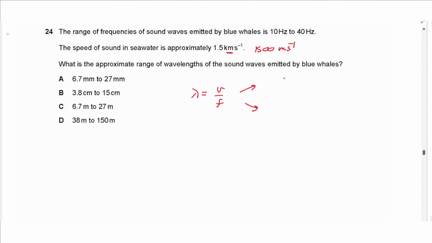For the first frequency, we have 1500 divided by 10, that's 150 meters. And we have 1500 divided by 40, that's 37.5 meters. So we choose D because we have 38 meters, which is approximate value for 37.5 and 150 meters. So this is the answer.